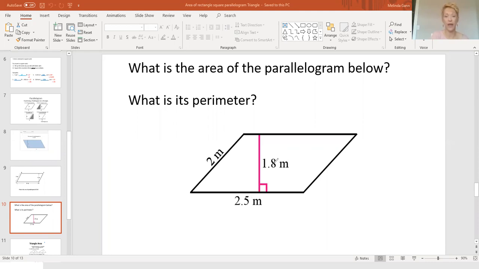So if I wanted the area, I'd have to say 2 5/10 times 1 8/10. And then that answer would be square meters. But if I wanted the perimeter, I would add up a 2 and a 2 5/10 and another 2 and another 2 5/10. So I ended up getting like 9 meters. So remember, it's plain linear units for perimeter and square units for area. Okay, is that making sense to you?